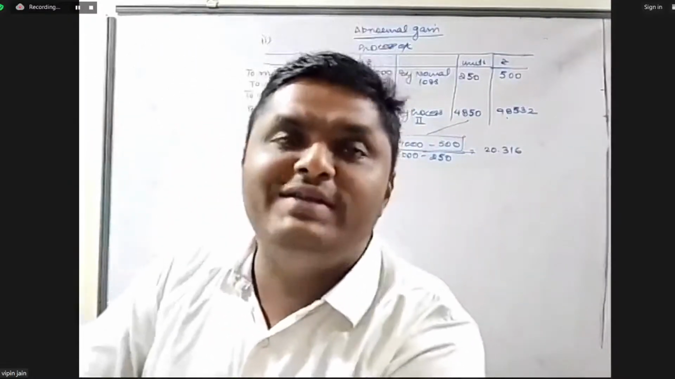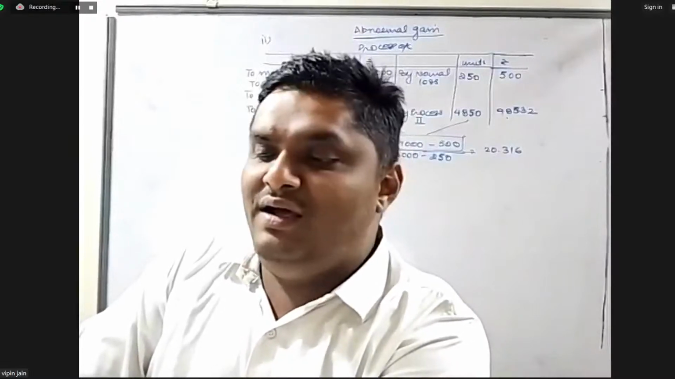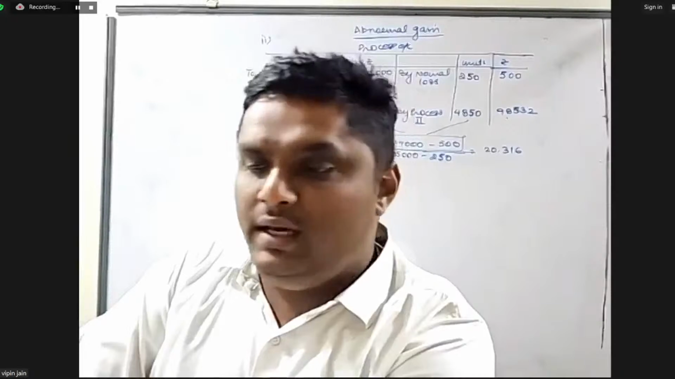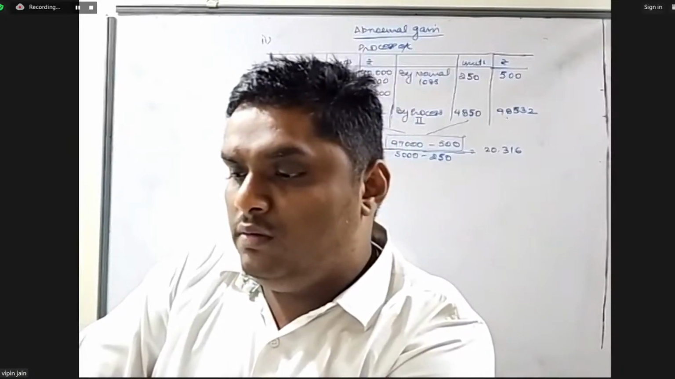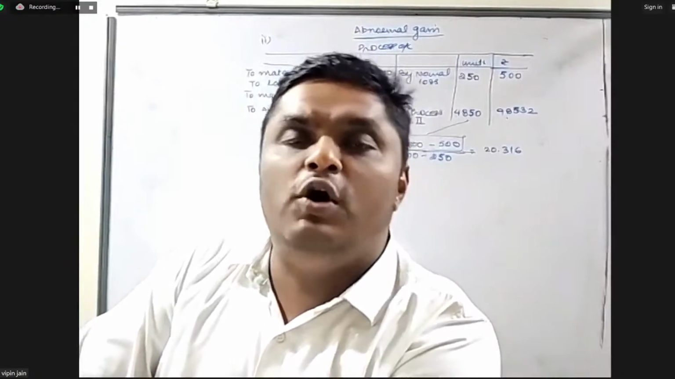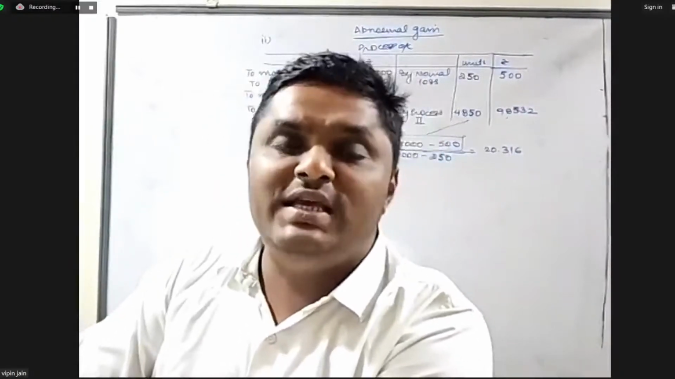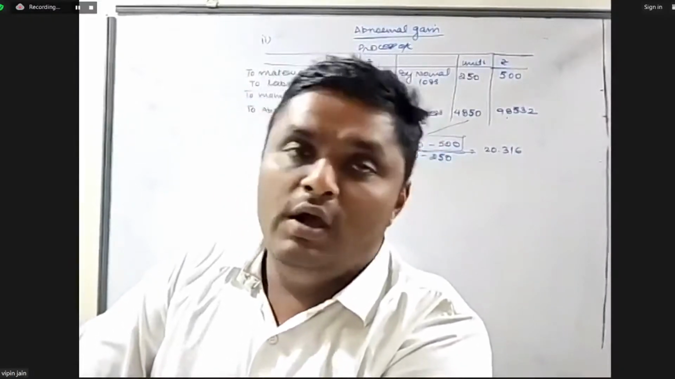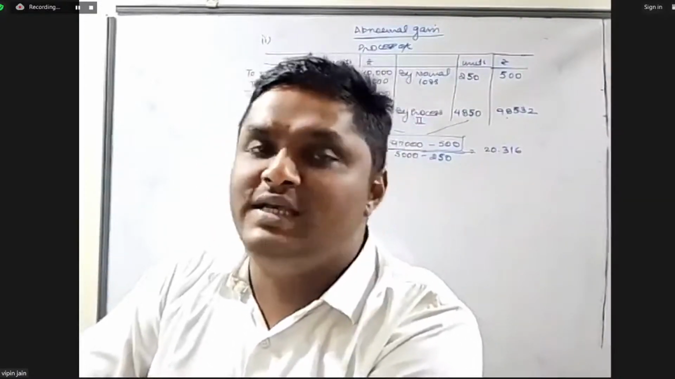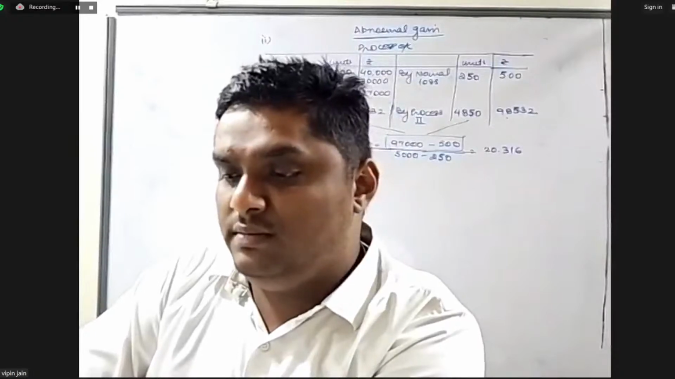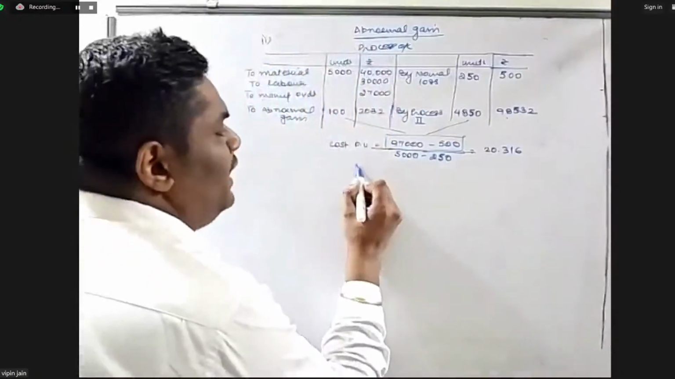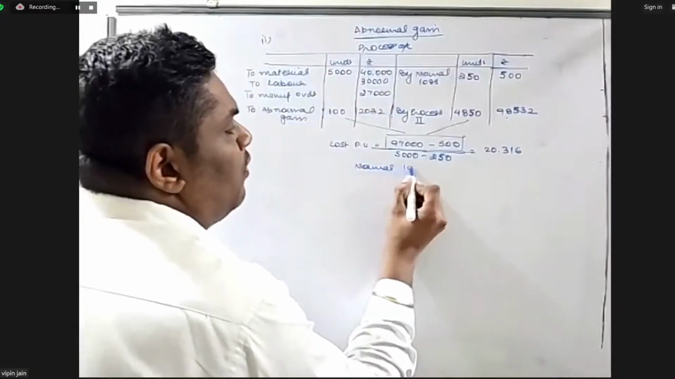Yes, we can. We have to adjust the abnormal gain from the normal loss. I'll be discussing this with the help of abnormal gain account. We will not consider any sort of abnormal loss or gain while fixing up the cost. Any sort of abnormal loss or abnormal gain will not be considered while fixing up the price. Now let's start with normal loss account and abnormal gain account.